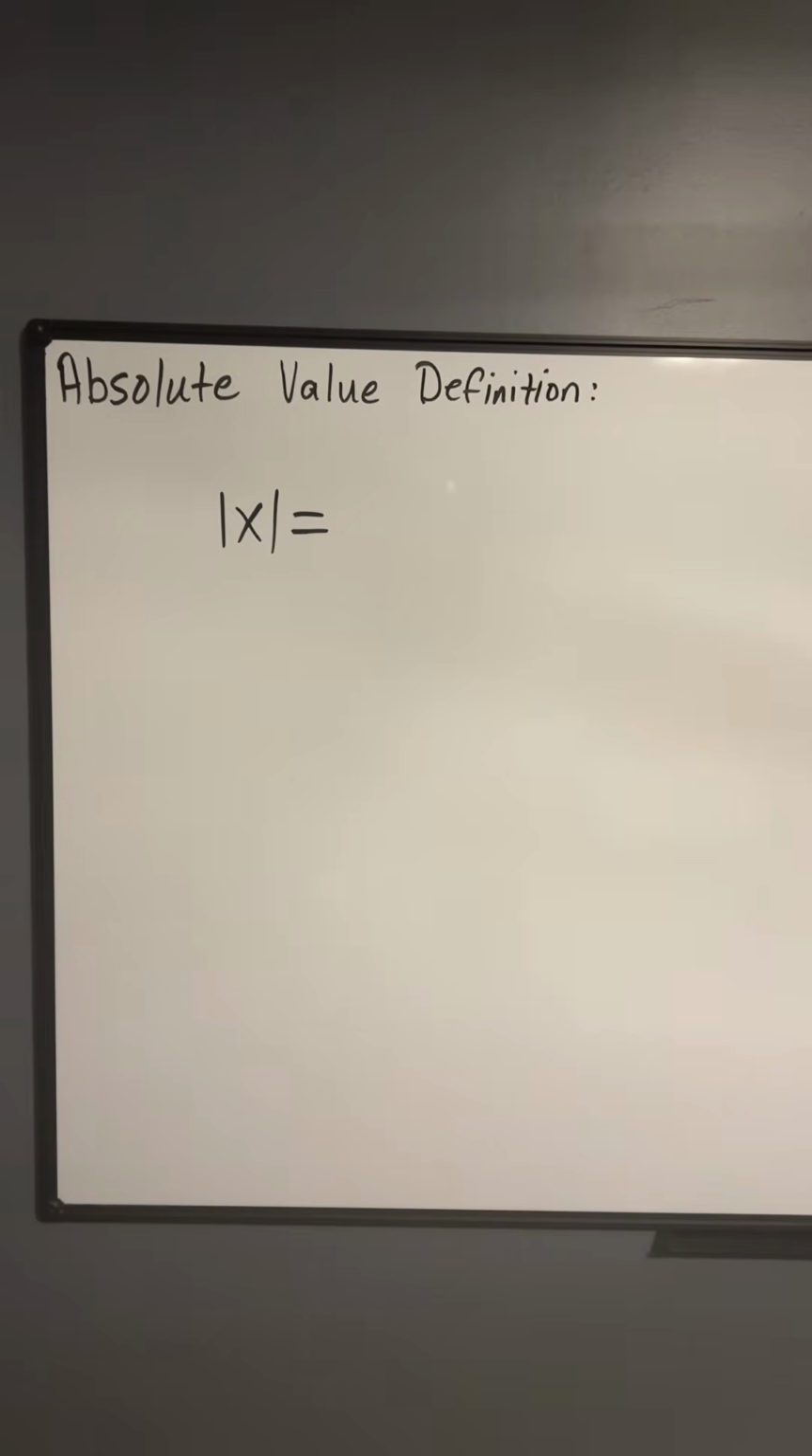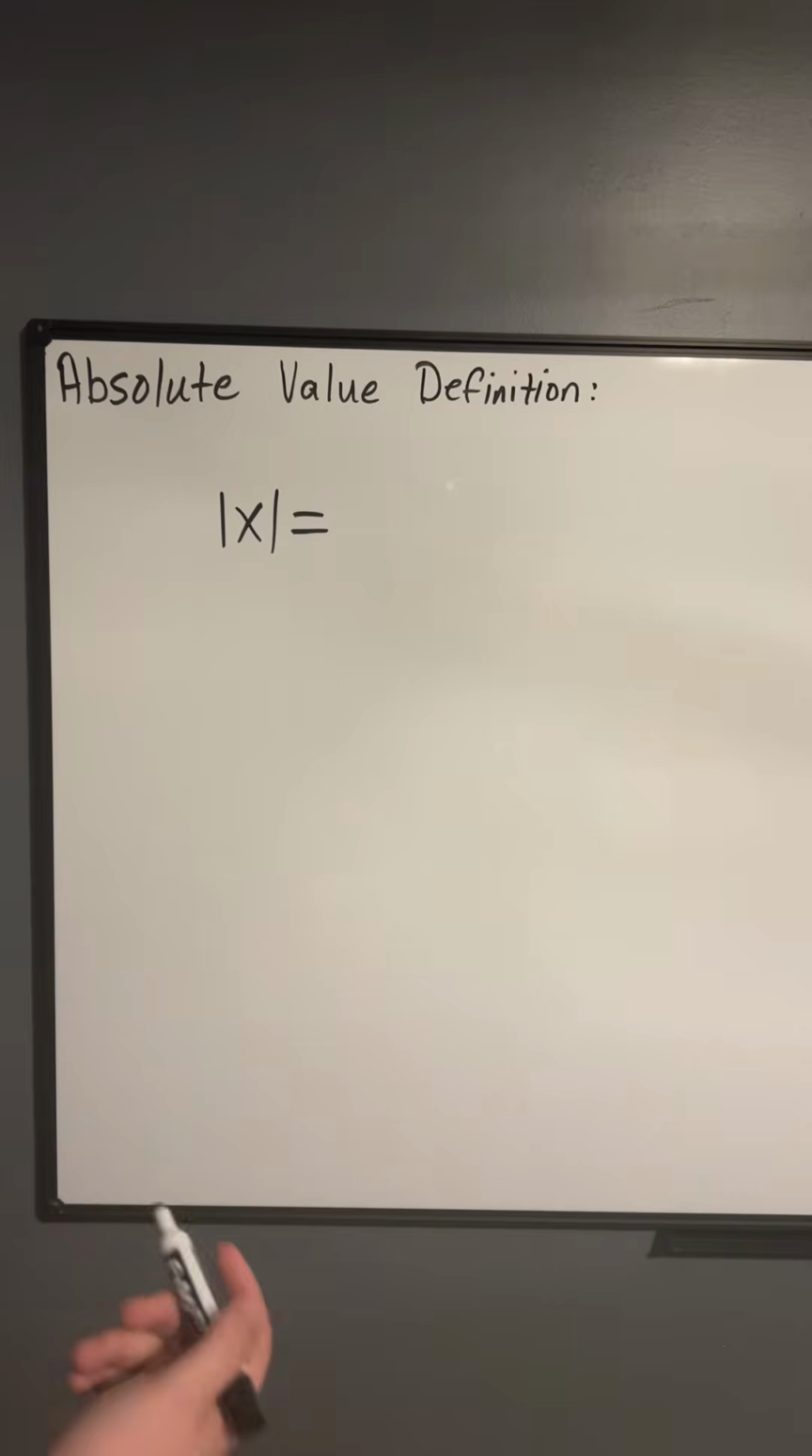All right, let's talk about how we actually define the absolute value function. Now, most of you know what an absolute value means. We're treating it as like a distance that a number is away from zero. So we know that the absolute value is always going to be positive. But how do we mathematically define it?